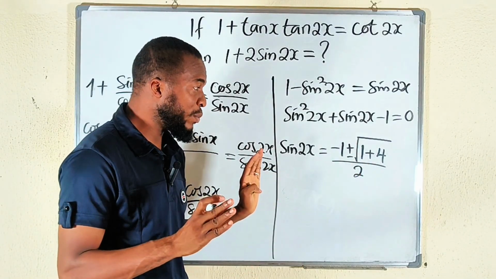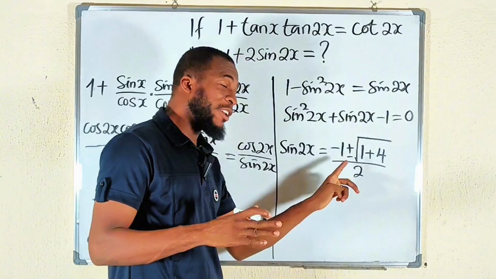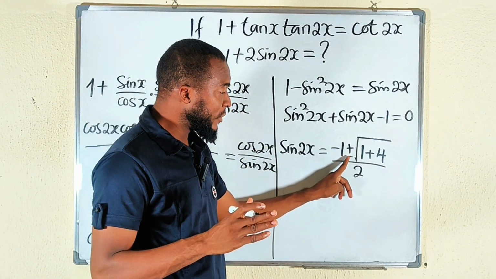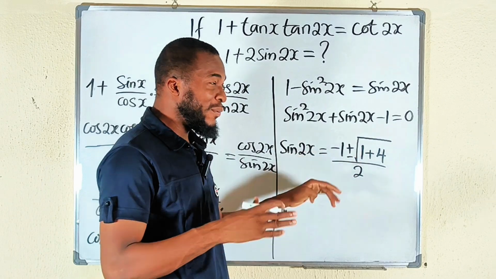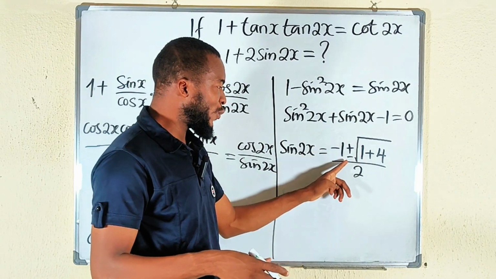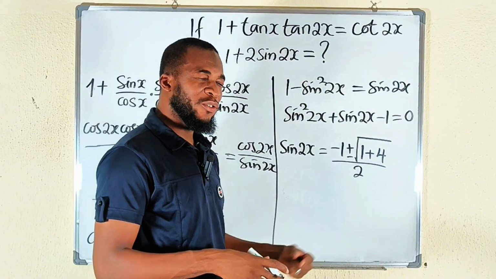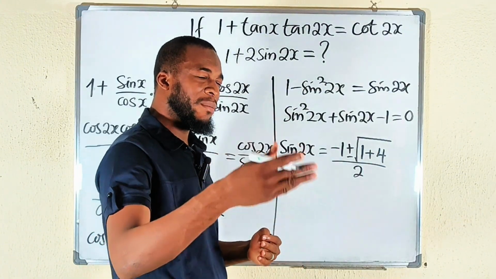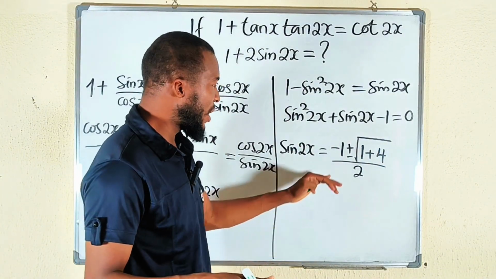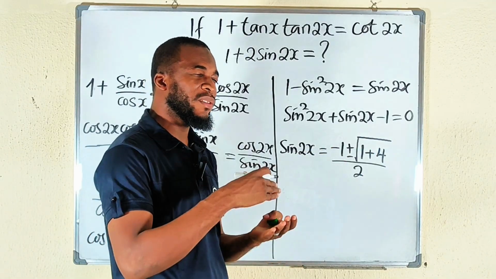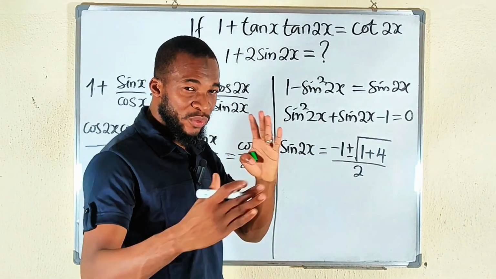Square root of 5 is already positive, which is greater than 1. So minus 1 will make it positive. But minus minus is negative. If you evaluate, use your calculator, minus 1 minus the square root of 5 divided by 2 will give us negative 1.6 something, which is out of the range. But negative 1 plus the square root of 5 divided by 2 will give us positive 0 point something, which is within the range.